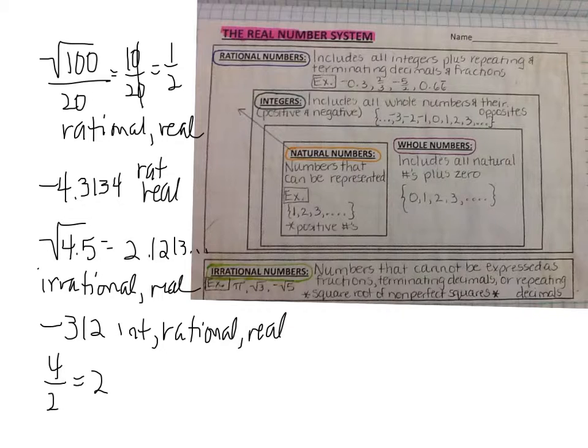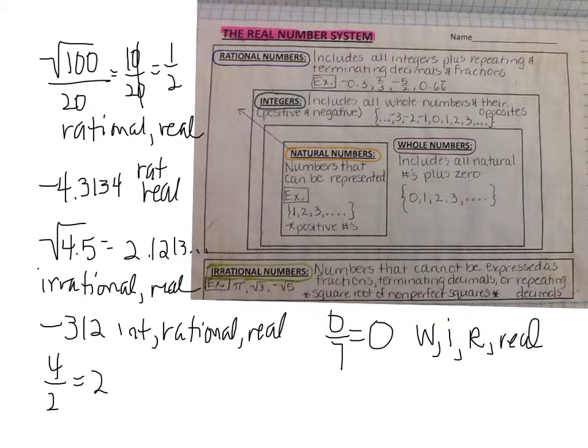Let's see, 0 divided by 7, or 0 sevenths. What is it? Yeah, 0. Is it a natural number? No, but it is a whole number. So you're going to say it's a whole number, it's an integer, it's a rational number, and it's a real number.